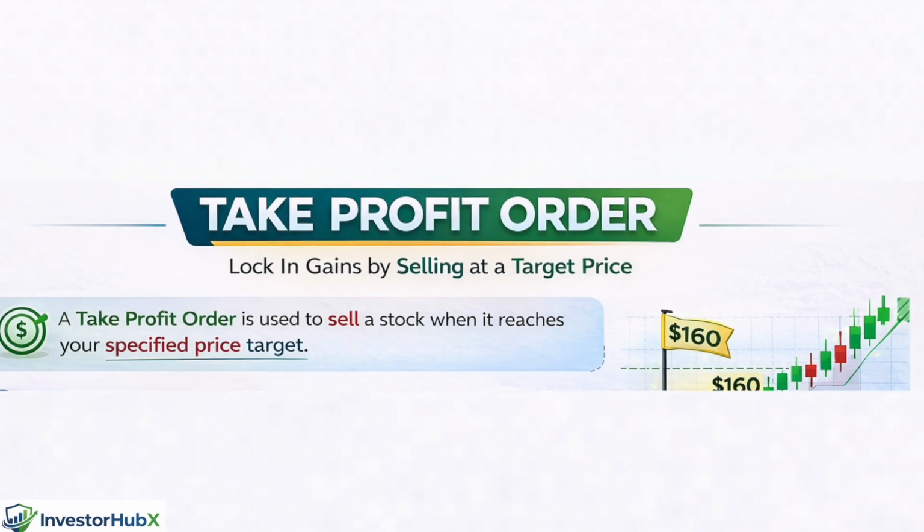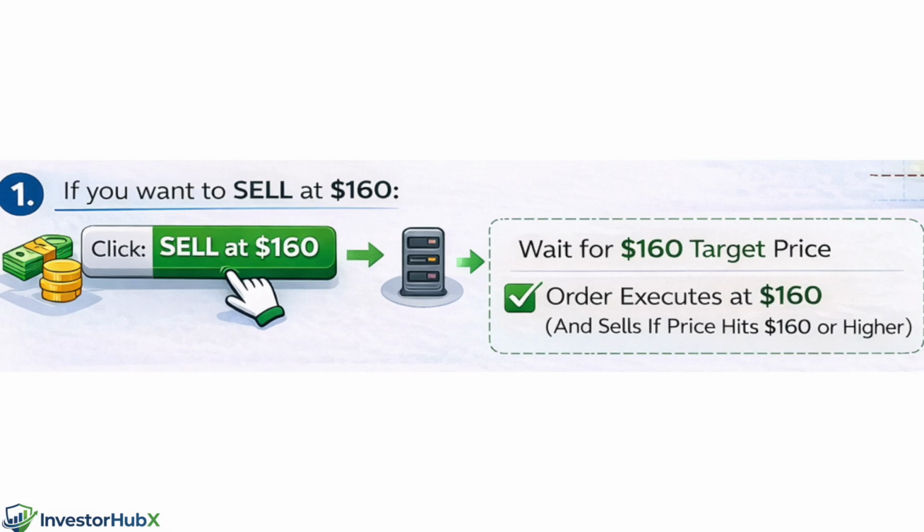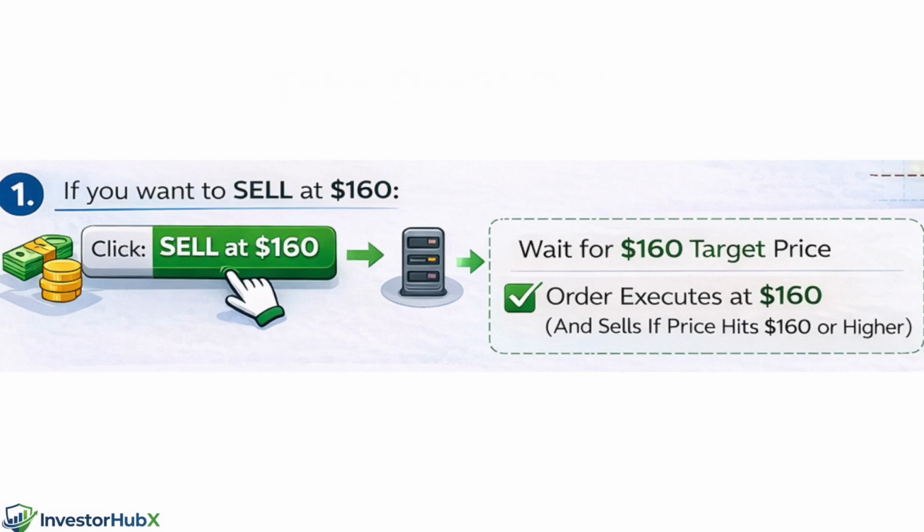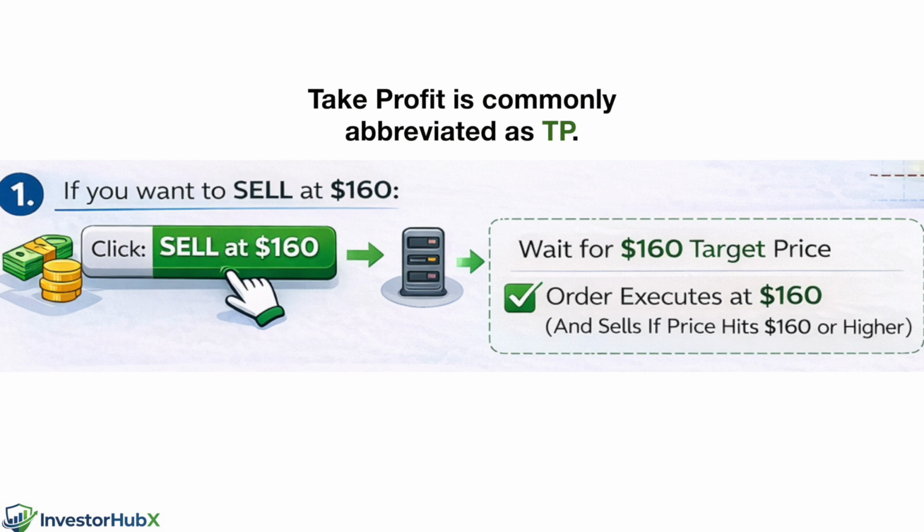A take-profit order allows you to lock in gains by selling at a target price. Traders do not need to stare at the monitor 24/7. For example, if a trader wants to take profit at $160, he can simply set a take-profit order to execute when the price hits $160. Once the price reaches $160, the order is triggered and the position is closed automatically. The abbreviation for take profit is TP on most trading platforms.